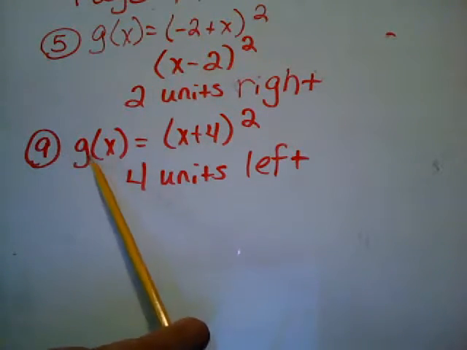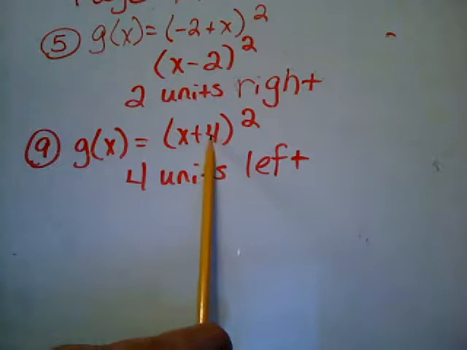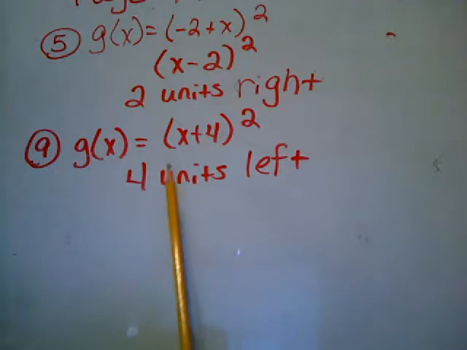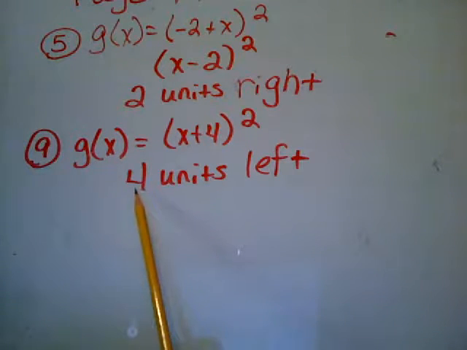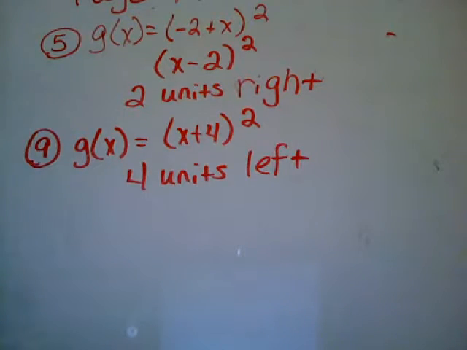Number 9, g of x equals x plus 4 squared. Remember, x plus 4 equals 0. That will give me a negative 4, and it's going to move my parabola 4 units to the left.